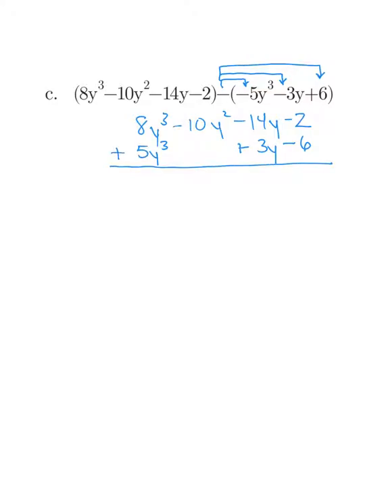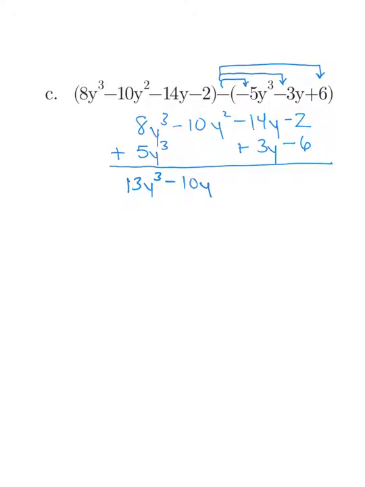If you've already distributed your negative, then basically all we're doing now is adding the polynomials, adding the like terms. If you distribute before you line it up vertically, then you don't have to worry about distributing when you start doing your operations going down. All we're doing is adding straight down. So we get 8 plus 5 is 13y cubed.